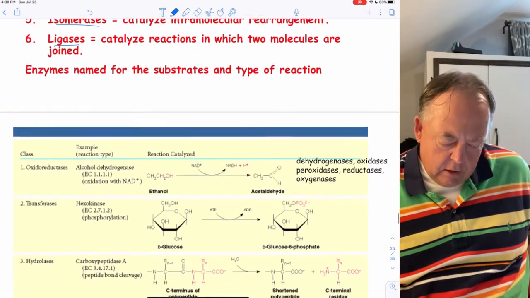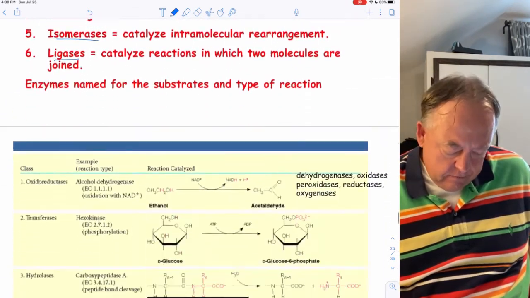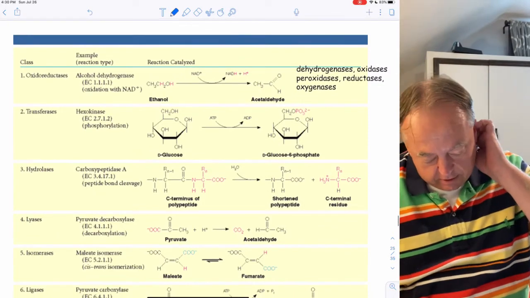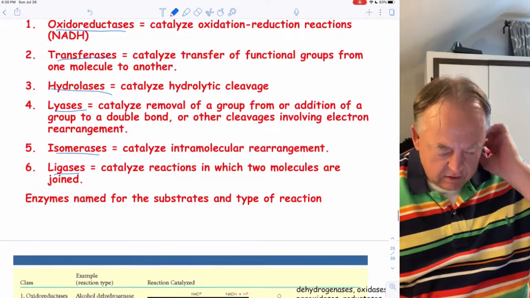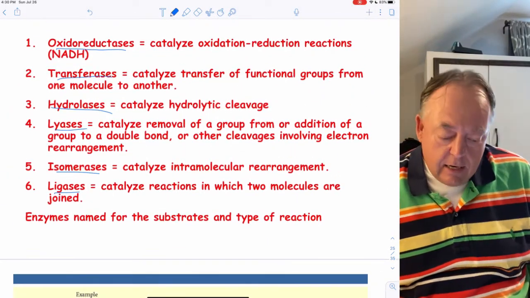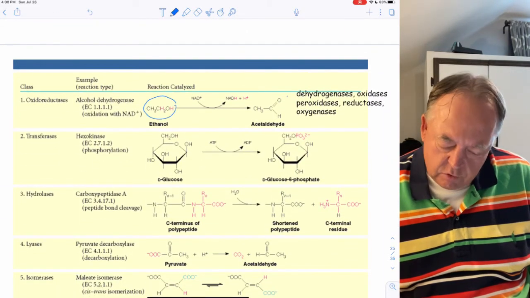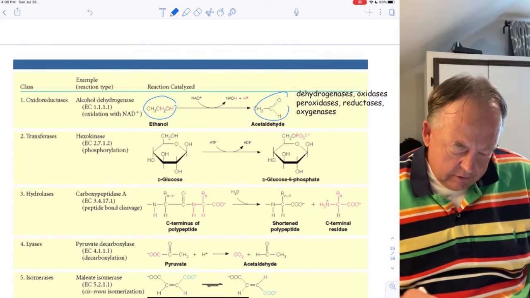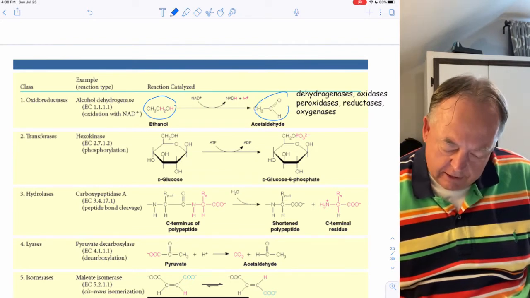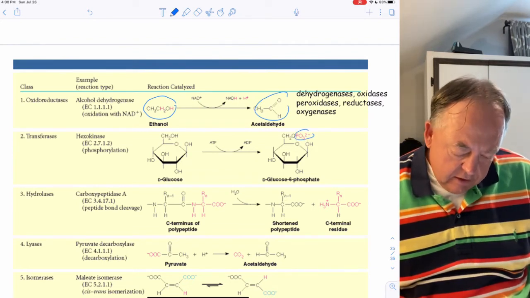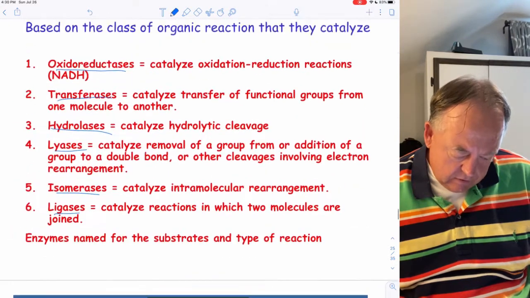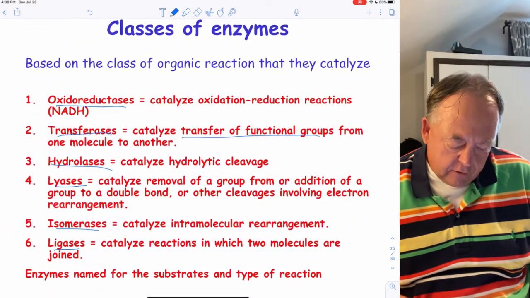So they all catalyze reactions. So what do you think an oxidoreductase catalyzes? They would catalyze oxidation reduction reactions like taking ethanol to acetaldehyde. A transferase is going to catalyze the transfer of a group. They'll catalyze the transfer of functional groups from one molecule to another.